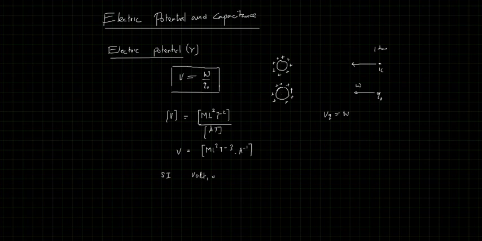We denote it by V. So what is 1 volt? V is said to be 1 volt if W equals 1 joule and Q equals 1 coulomb. That means 1 volt equals 1 joule per coulomb. So when you do 1 joule of work for 1 coulomb of charge, the electric potential will be 1 volt. That's it.